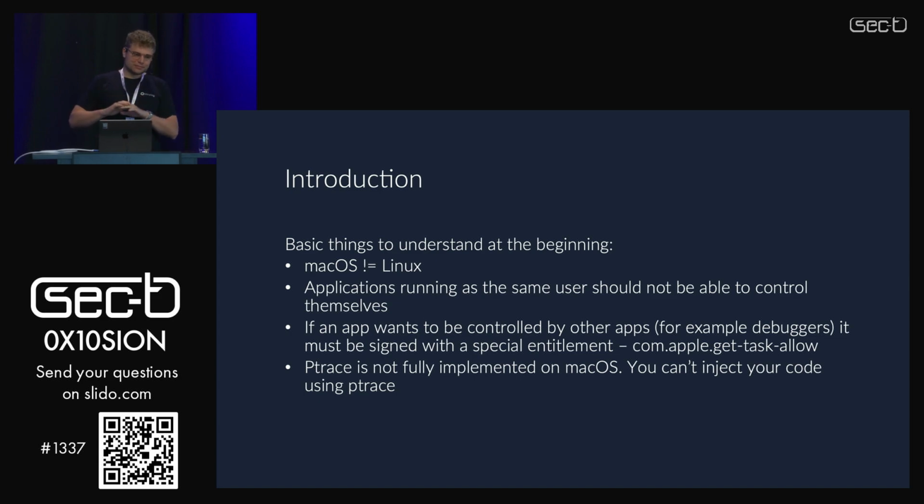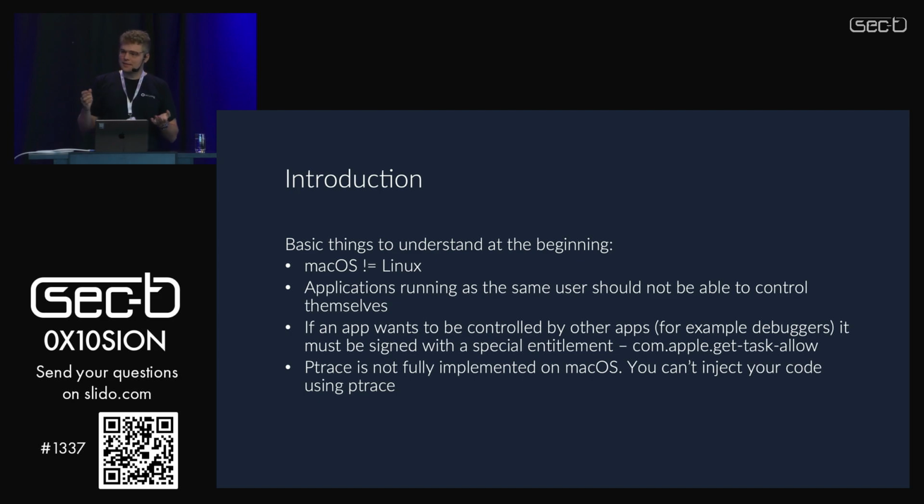And in some slide later, I will briefly show you what the consequences are if this isolation assumption is broken. So if you code an application and you want your own application to be controlled by other apps, like for example debuggers, it must be signed with a special entitlement. So me as an application, I need to say, I want to be debugged. If I do not specify the entitlement, some other things will happen. I will show it to you later.